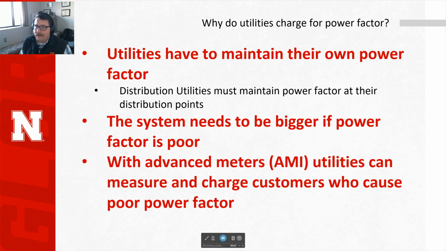The last thing is these advanced electricity meters. You'll know that the new electric meters that you see don't have that old disc anymore. They're computer devices, digital devices. Now they can measure power factor in real time. Thus, they can now pass those charges on to you, which wasn't possible before.